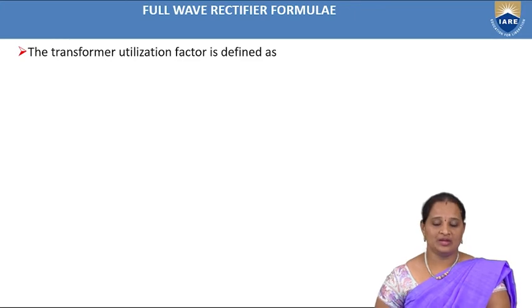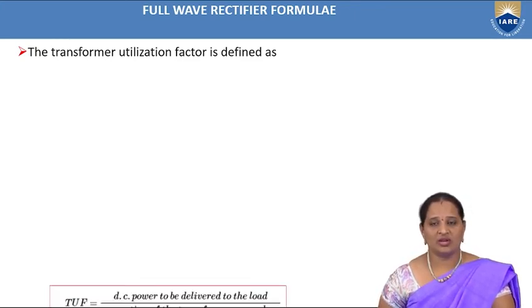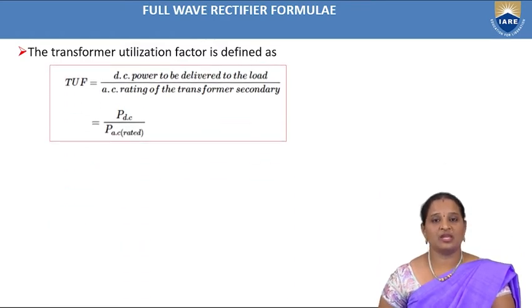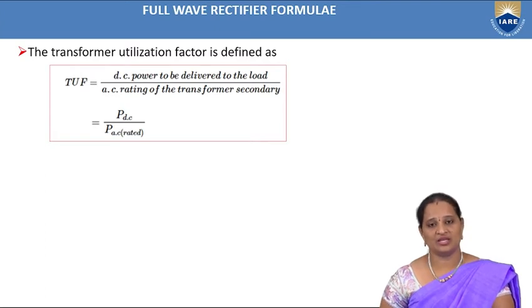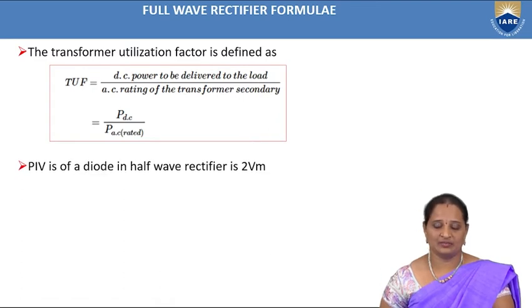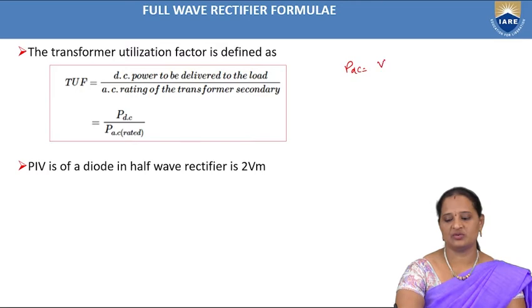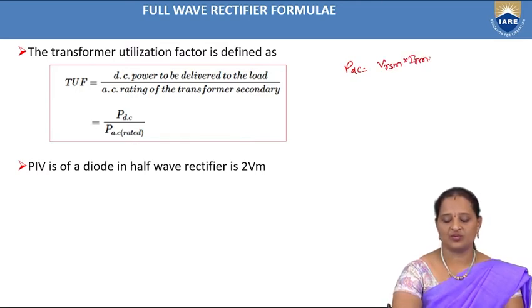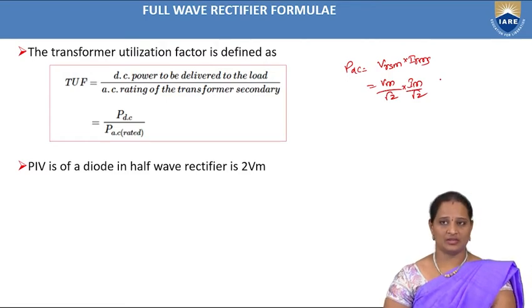Now coming to the transformer utilization factor. We know that the transformer utilization factor is defined as the ratio of DC power delivered to the load to the AC rating of the transformer secondary, that is PDC by PAC rated. So here in this case, PAC equals VRMS into IRMS, which is nothing but Vm by root 2 into Im by root 2. So we can find it out like this.